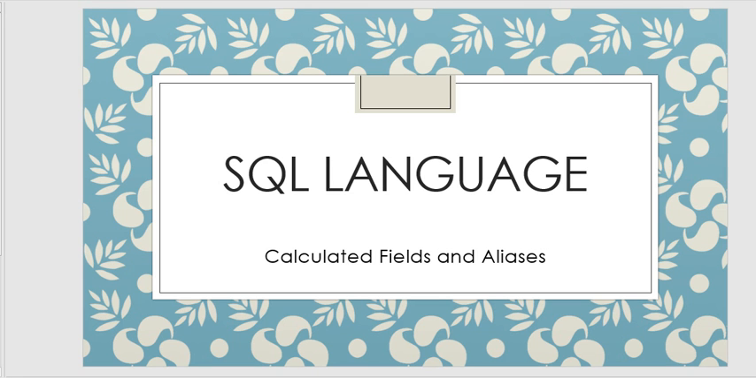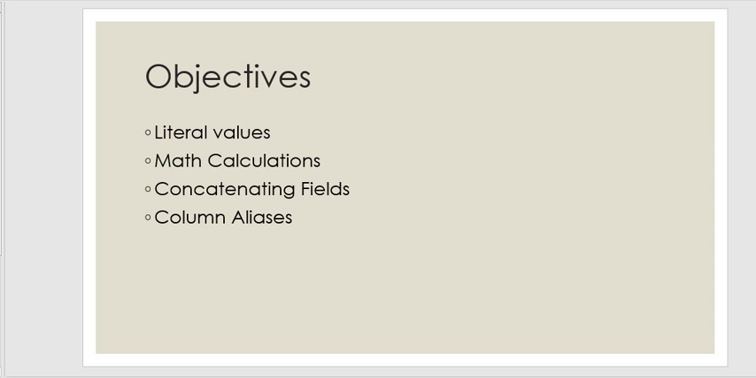The next lesson we're going to go over is calculated fields and aliases. Our objectives in this lesson are literal values, math calculations, concatenating fields, and column aliases.